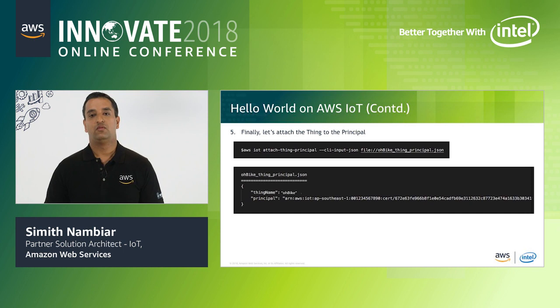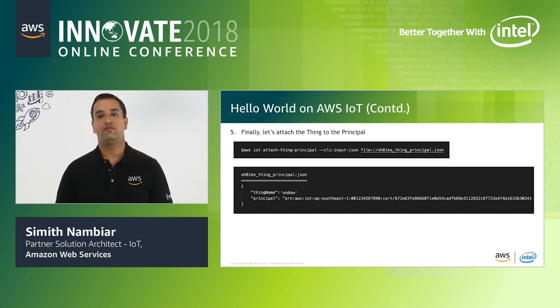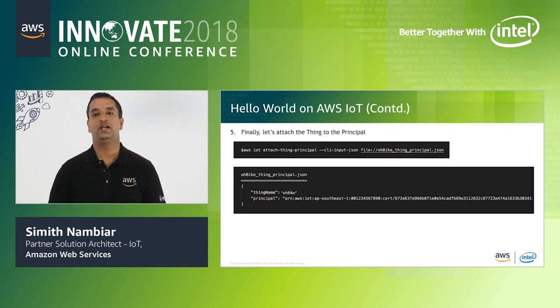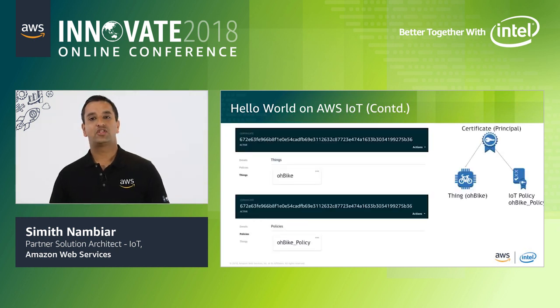To summarize what we have done till now, we have created a thing, a certificate, and an IoT policy using the AWS CLI. We've also linked everything together. The AWS IoT Device SDK makes the final step of connecting very simple by hiding the complexity of TLS and MQTT and wrapping it up in a few high-level API calls.